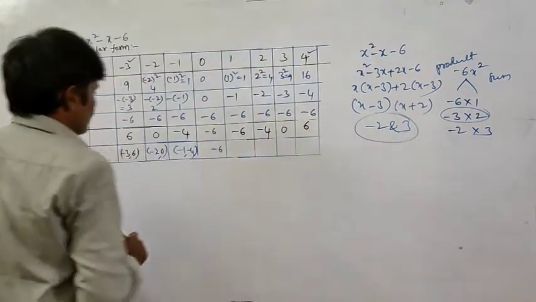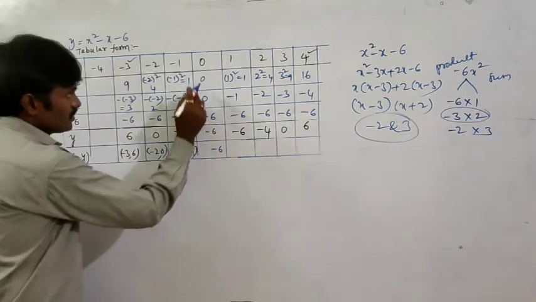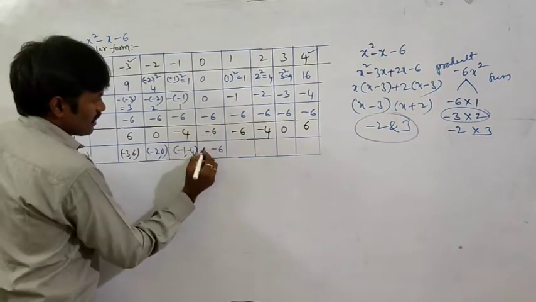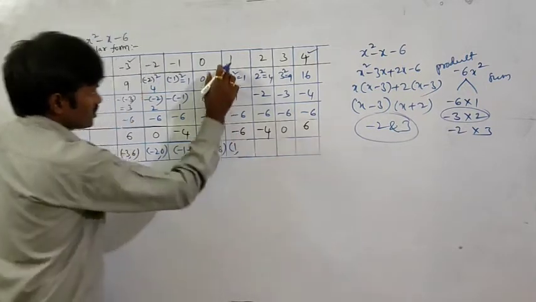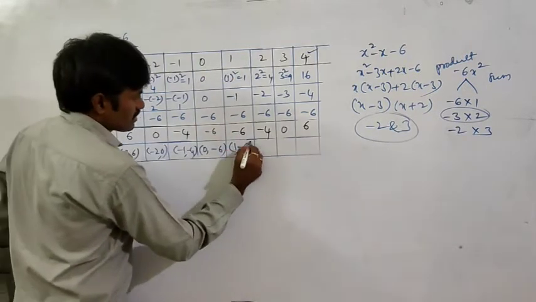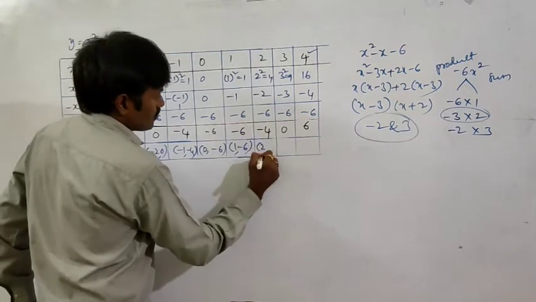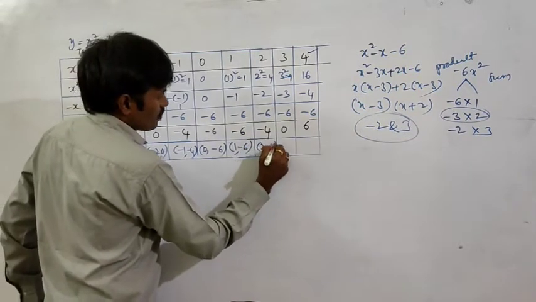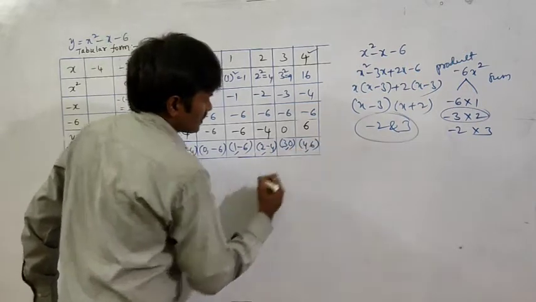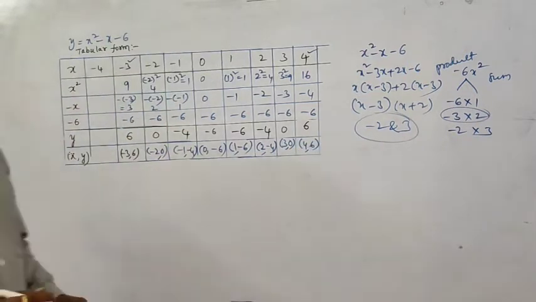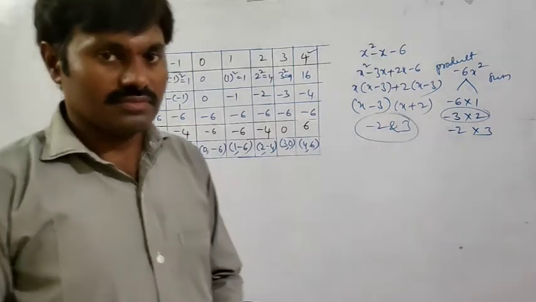See. Now what are the ordered pairs? Here x value 0, y value minus 6. 0 comma minus 6. Here x value 1. For x equal to 1, we got y value minus 6. For x equal to 2, we got y value minus 4. For x equal to 3, 0. For x equal to 4, 6. So now these ordered pairs you have to plot on the graph sheet.